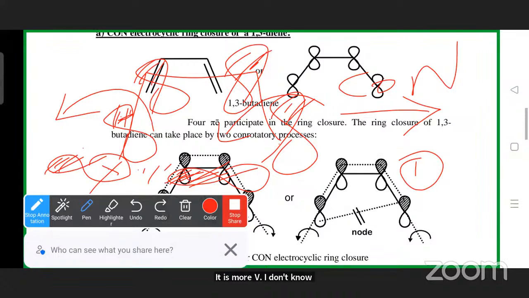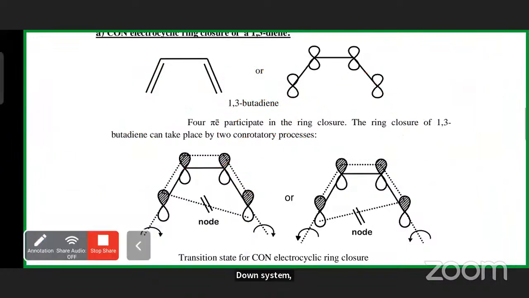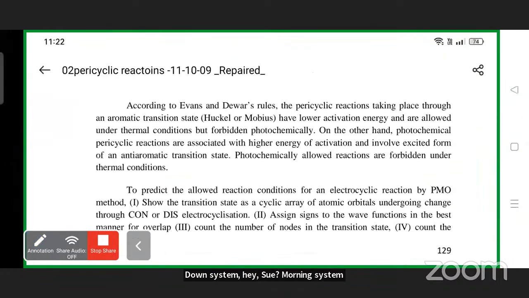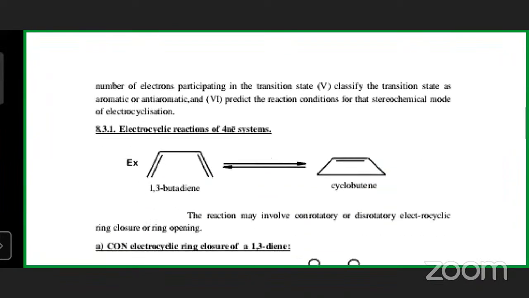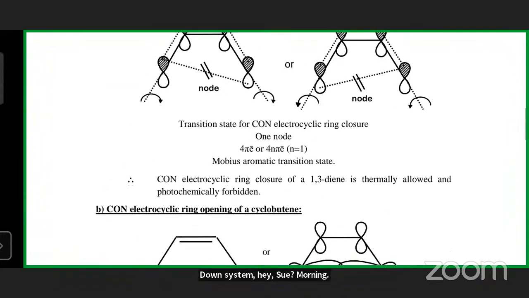In the Mobius system, how many electrons are there? It is a 4n electron system. So a 4n electron system means it is a Mobius aromatic transition state.